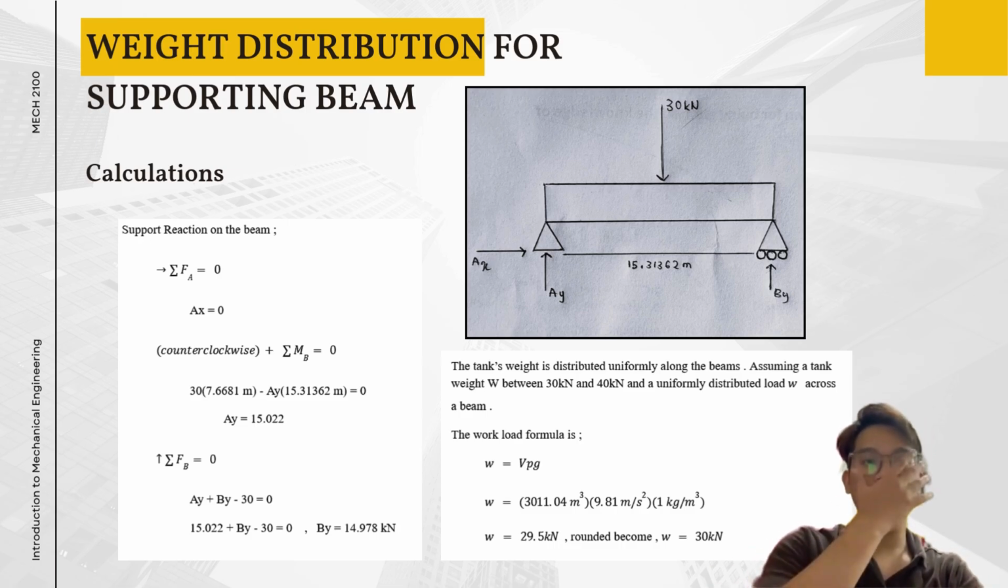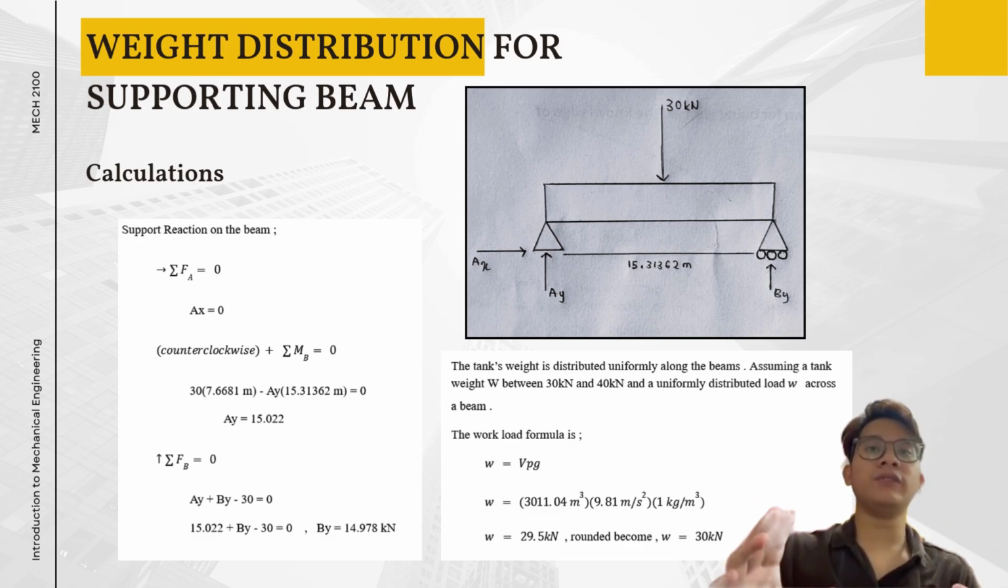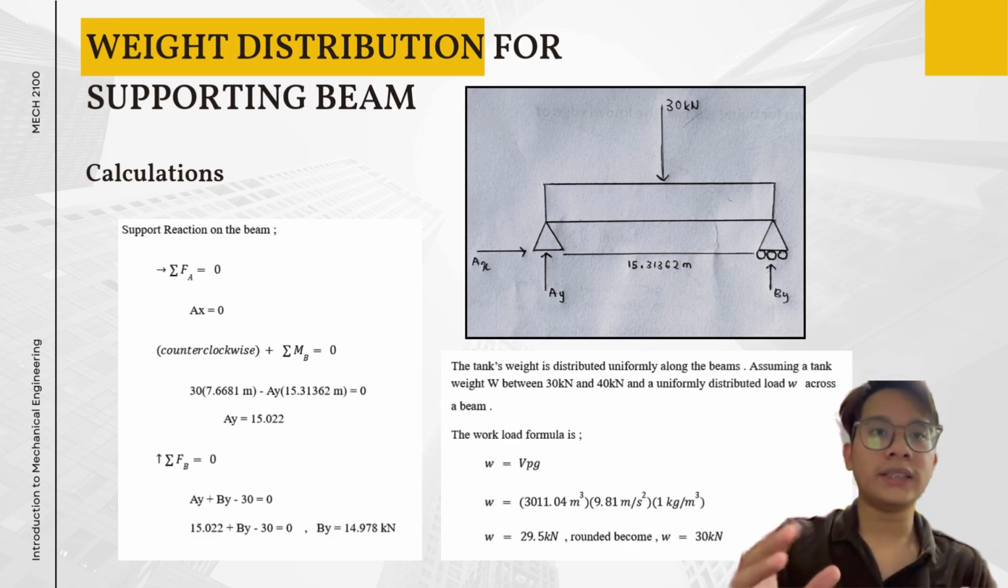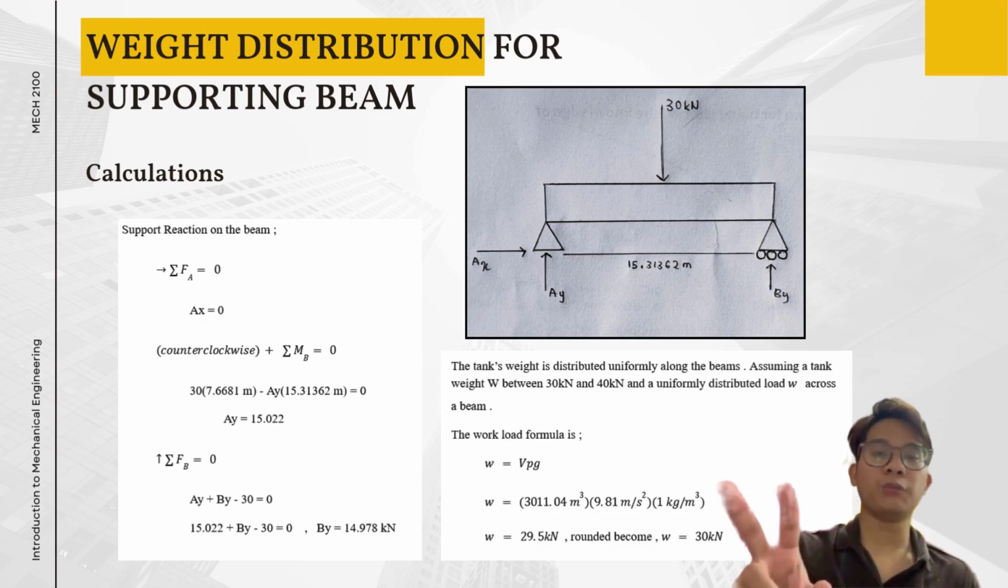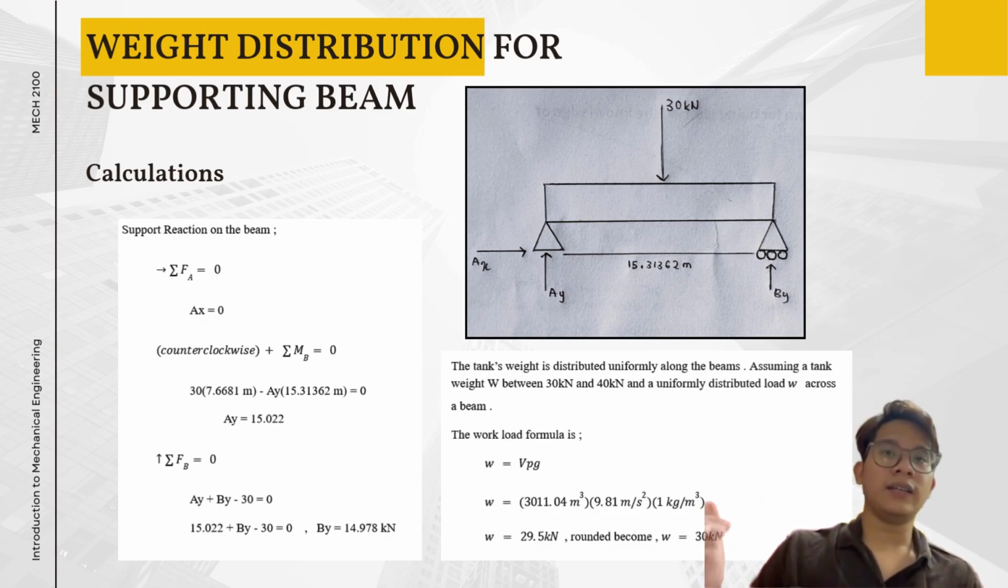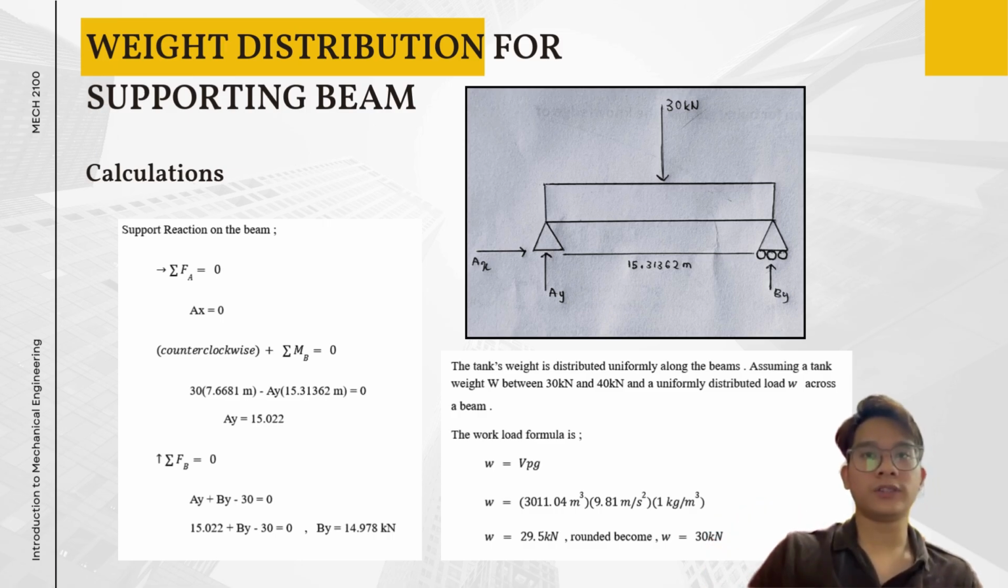Behind me there is a slide that I will use to explain the weight distribution for the supporting beam. In this diagram, there is a beam that has a length of 15.31362 meter and has two reactions at A, AX and AY, and at B, BY, and has a 30 kilonewton downward force.